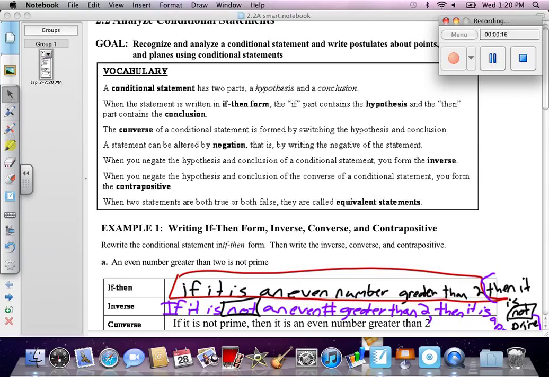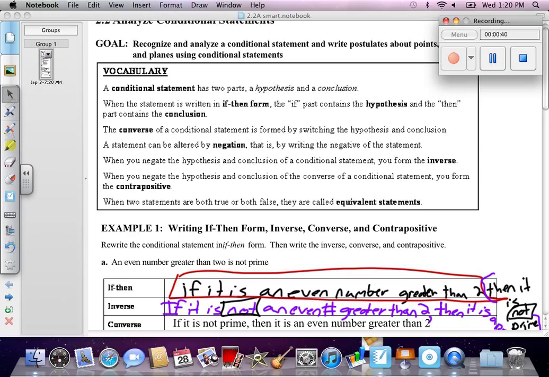In 2.2, we're going to analyze conditional statements, okay? A conditional statement has two parts. It has a hypothesis and it has a conclusion. When the statement is written in the if-then form, the if part contains the hypothesis and the then part contains the conclusion. The converse of a conditional statement, you take the hypothesis and conclusion and you switch them.